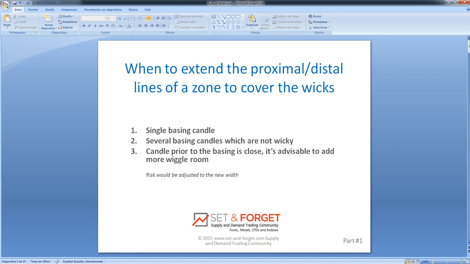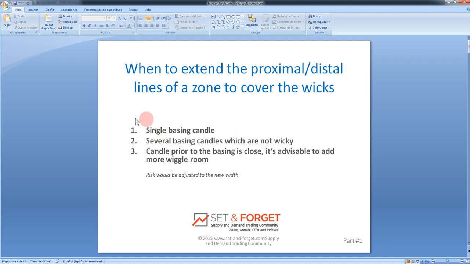This short video wants to explain situations where we can, or it is advisable to, extend the proximal and distal lines of a zone to cover the wicks. Normally we don't cover the wicks when we are drawing a zone. For a supply zone we cover the highest highs, but for the lower lows of the zone we don't draw the proximal line at those areas. We just cover the closes and the opens.